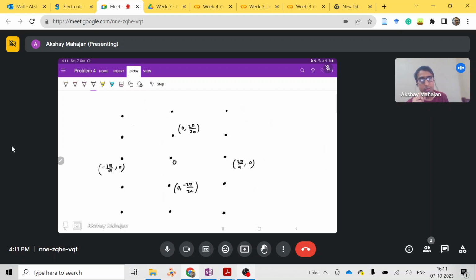Now we have to draw the first Brillouin zone. First we connect this gamma point to our nearest neighbors. We can see that the nearest points are this one, so I will connect these two here. This is not exactly the same, but just assume that it is. The drawing was not that correct.